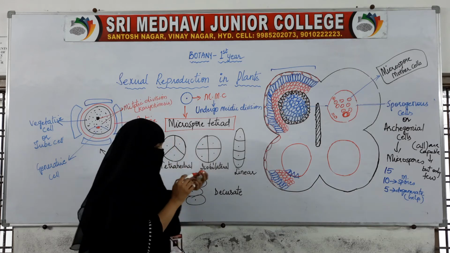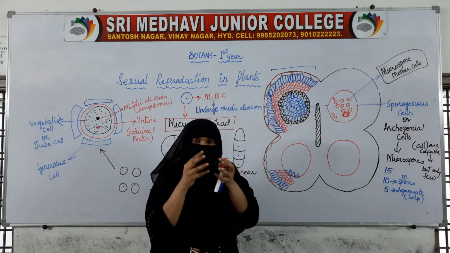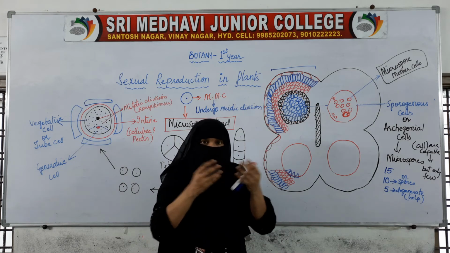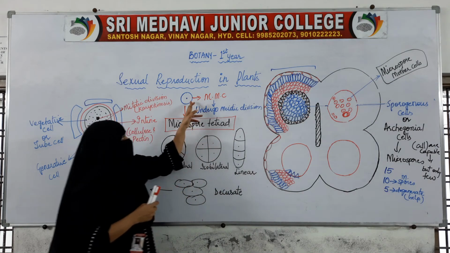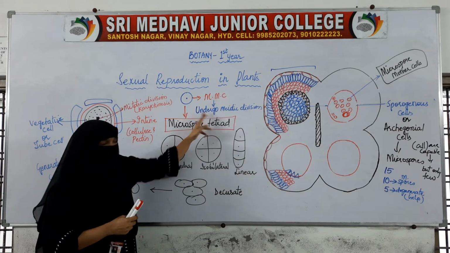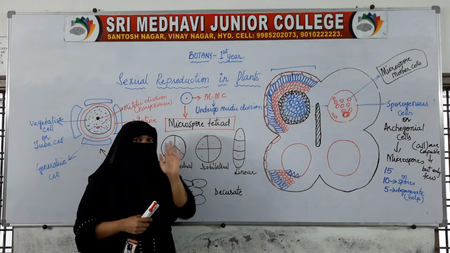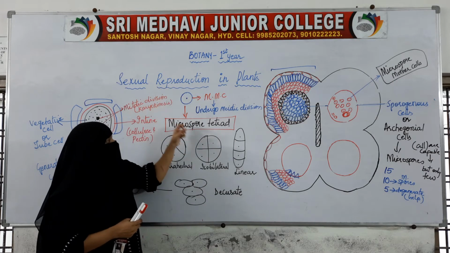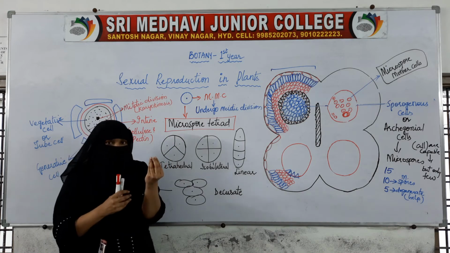Why microspore tetrad? Because all 4 cells will be joined together. They are not separate. So here this microspore mother cell has undergone meiotic division and has produced a microspore tetrad. Tetrad means 4. So the single cell has produced 4 cells. These 4 cells are not separate, they are joined together.